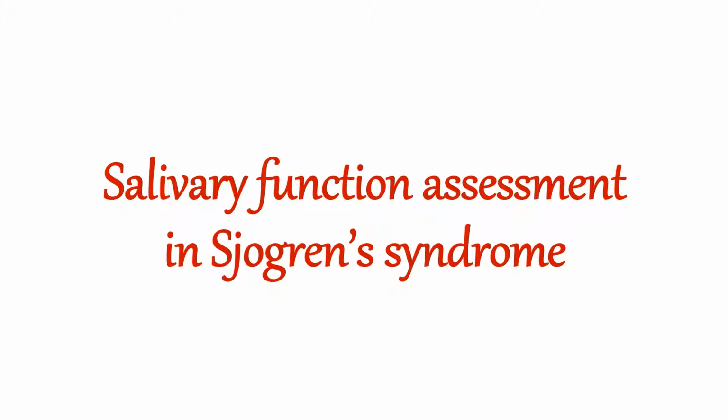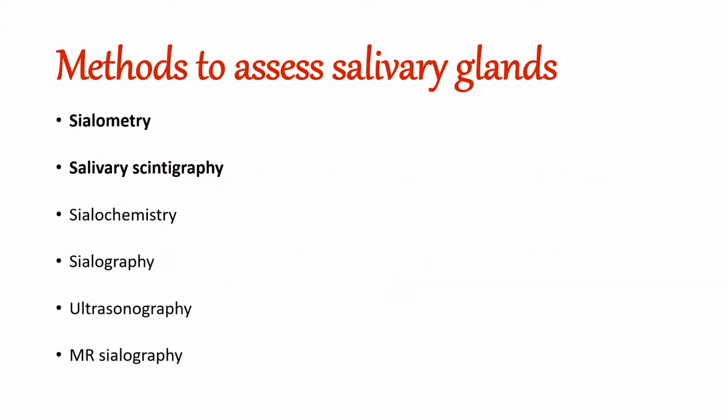In this video, we'll be discussing the various methods of assessment of salivary gland function in patients with Sjogren syndrome. The common methods that are used to assess salivary gland function are sialometry and salivary scintigraphy. We'll be discussing these two methods in detail subsequently.